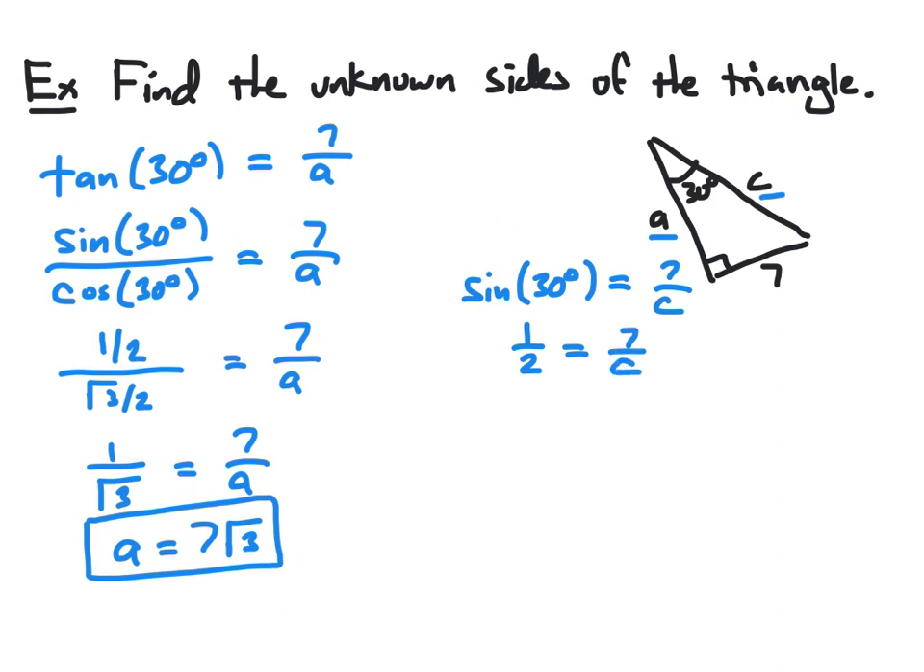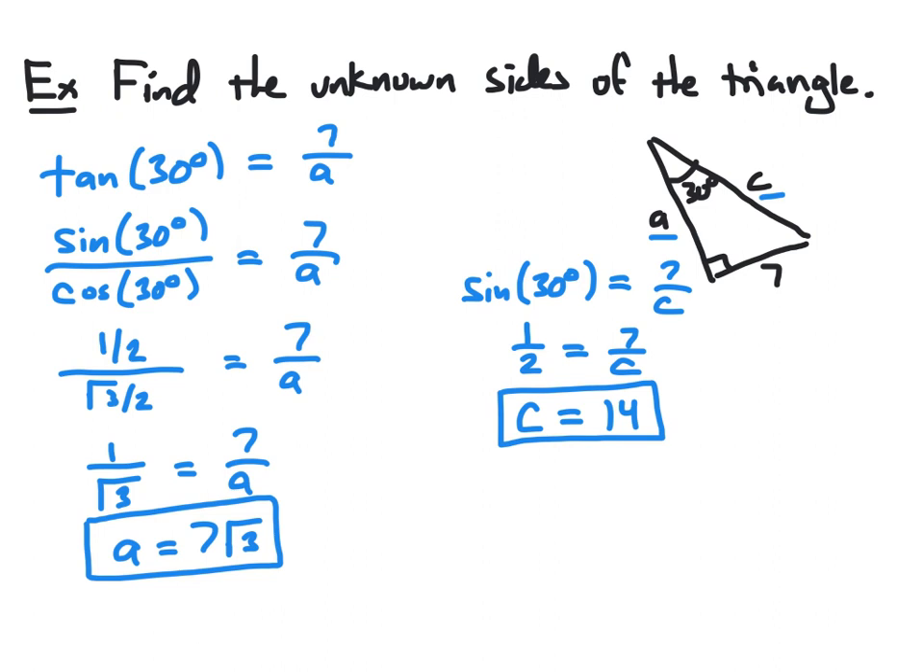That is one of the angles whose trig values we should know. And so 1/2 equals 7 over C. Cross multiplication gives 7 equals 2 times, or C equals 2 times 7, or 14. So C will equal 14 units.